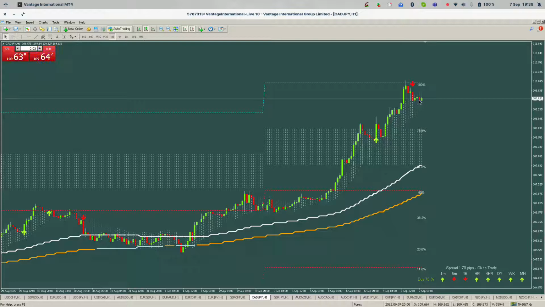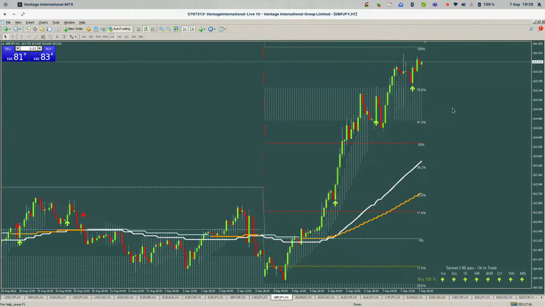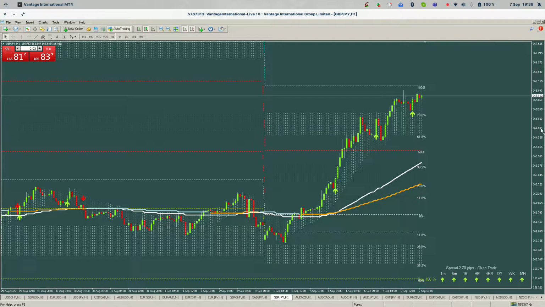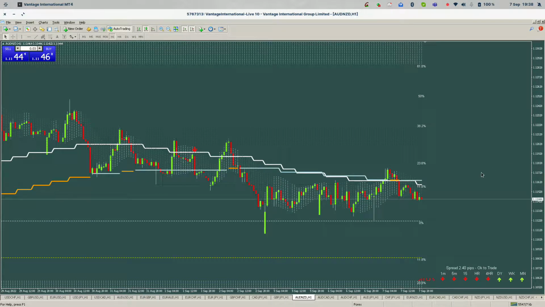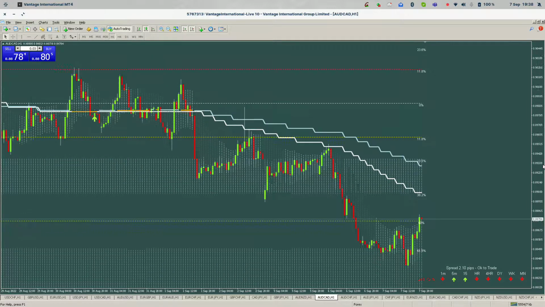So again, you can see here CAD yen again. You can see that there's break up, pull back, break up, pull back. If it goes above the 100%, obviously the system adjusts for the fib levels. So the fib levels do adjust on a daily basis to match the charts, to match where it is.